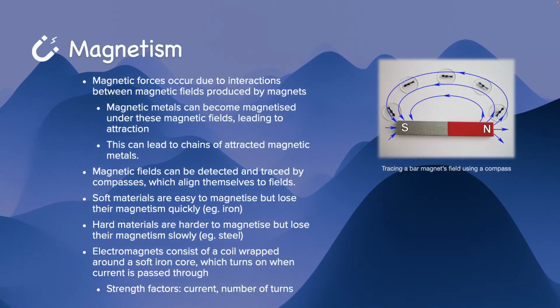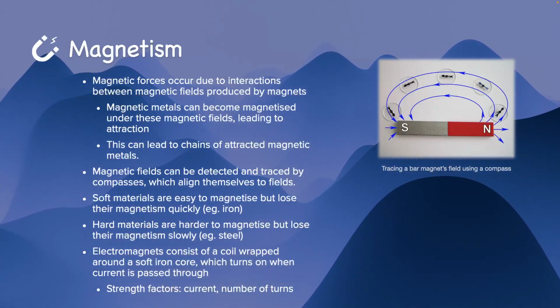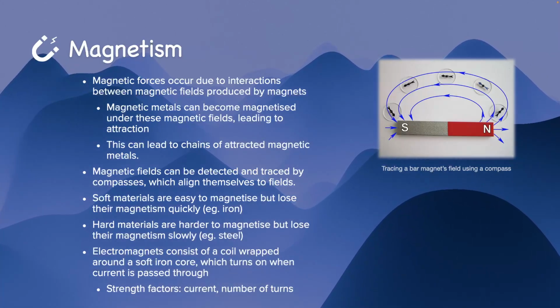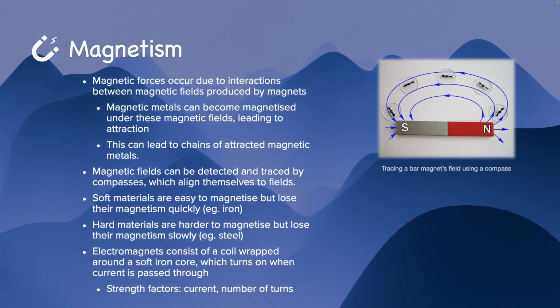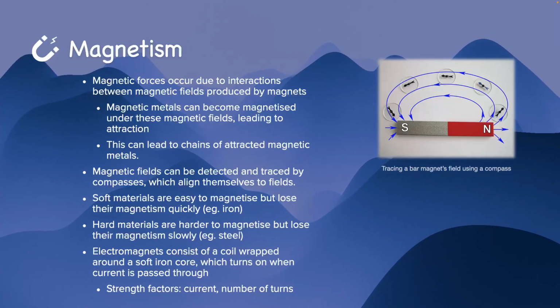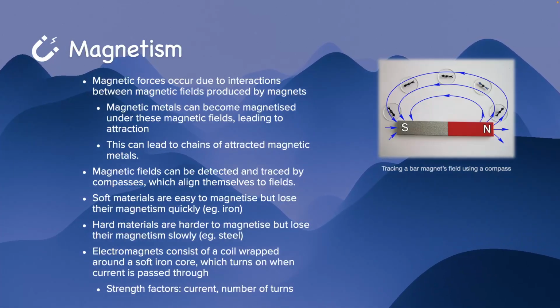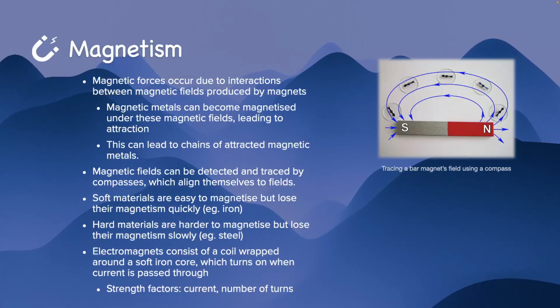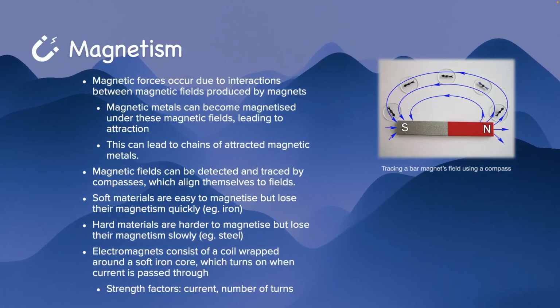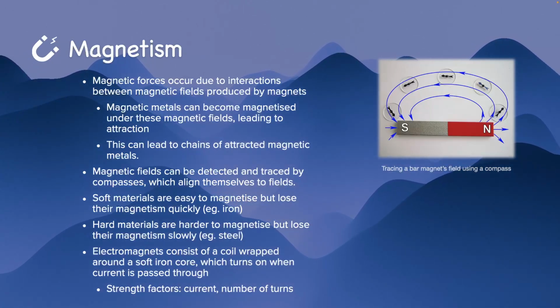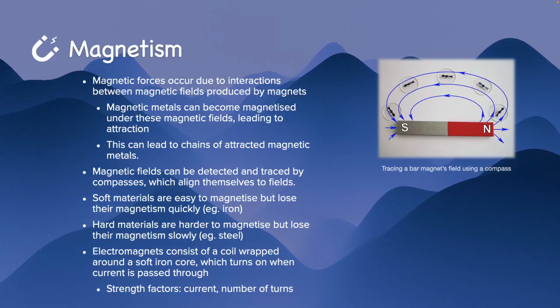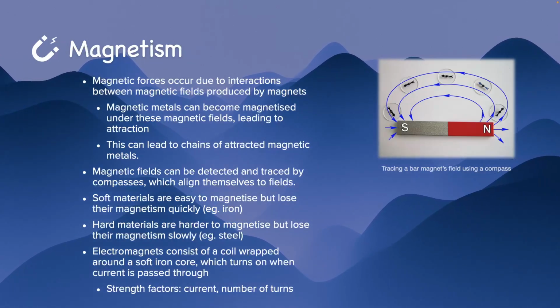So for example, if you've seen a chain of nails which is hanging off of a bar magnet, that happens because those chained nails are magnetized by the magnetic field of that bar magnet. So they extend the magnetic field to more nails.